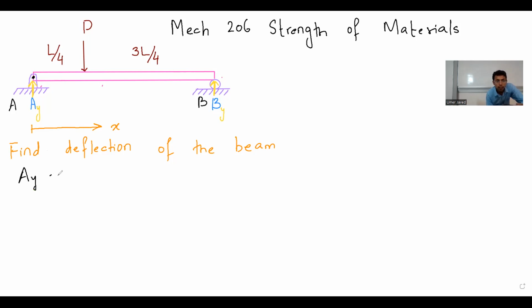I will say AY plus BY equal to P. Then I will find the reactions at both the ends. So I will have minus AY multiply by L.